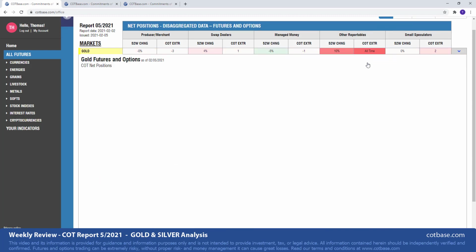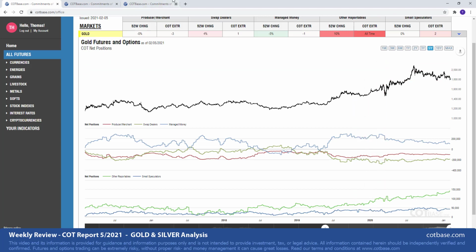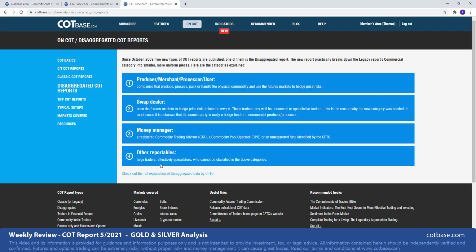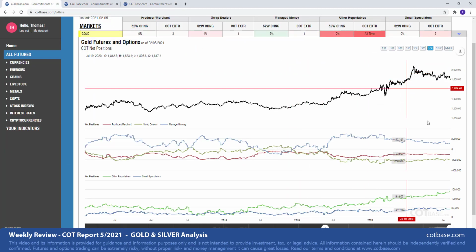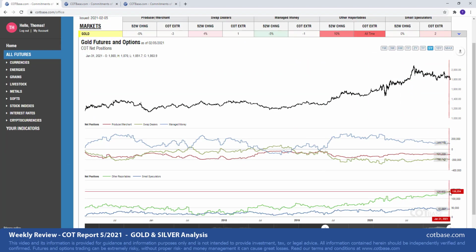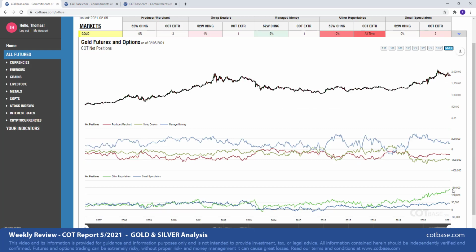in gold. If you remember, I said other reportables consist of large traders, obviously speculators, who you can't categorize into these other categories: swap dealers, managed money, or producers, and so on. So they are simply large traders present in this market. And you can see even on this 5-year chart, but if we go to the total history, that yes, they are heavily net long in gold.